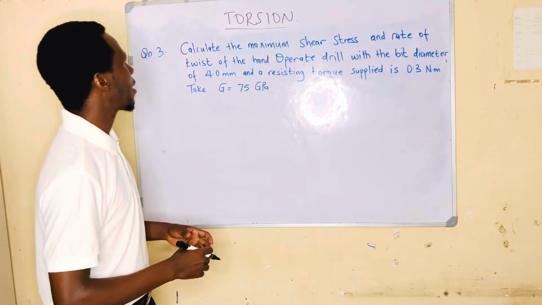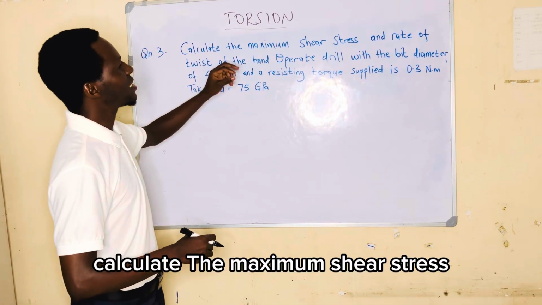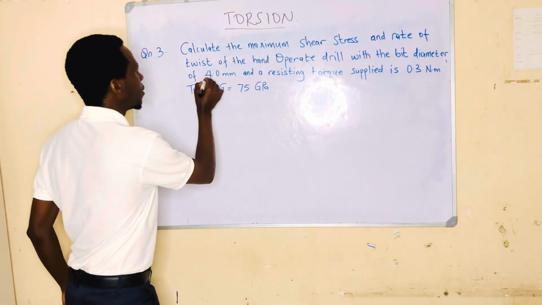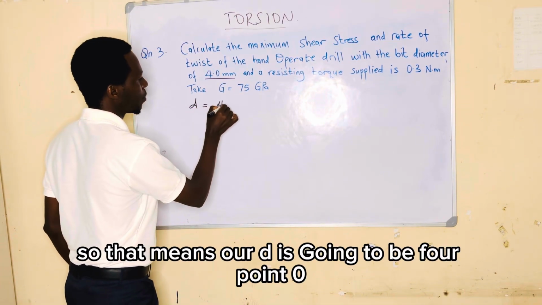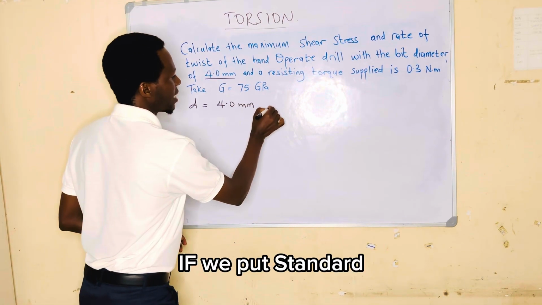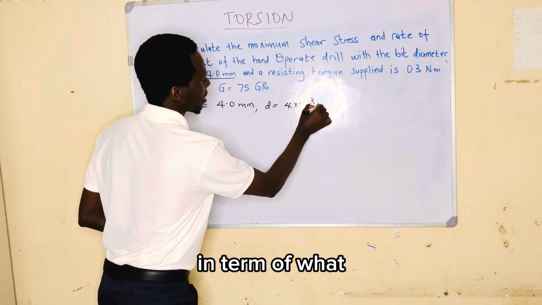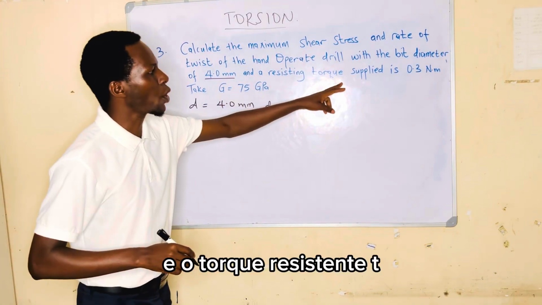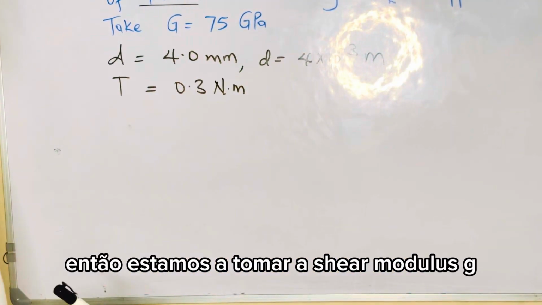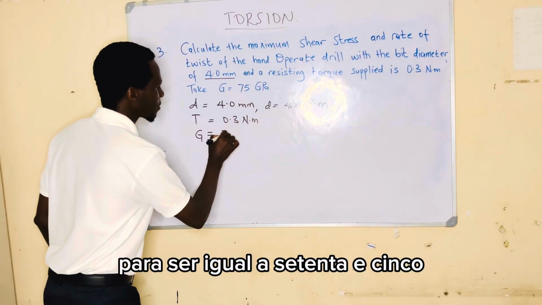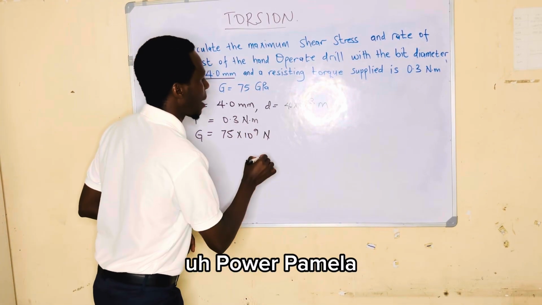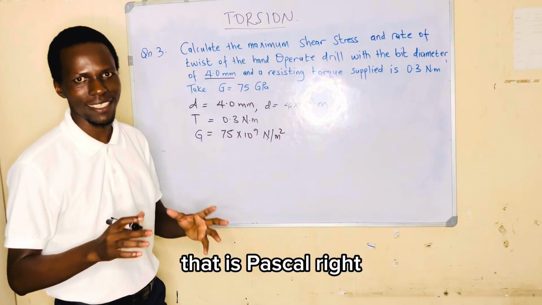So let us continue with our problem number 3. The problem says, calculate the maximum shear stress and the rate of twist of the hand-operated drill with the bit diameter of 4 millimeter. So our D is going to be 4.0 millimeter. In standard units, that means 4 times 10 raised to power negative 3 meters. The resisting torque T is given to be 0.3 Newton meter, which is already the standard unit. We take the shear modulus G to be 75 gigapascal. Gigapascal simply means times 10 raised to power 9 Newton per meter square. That is Pascal.